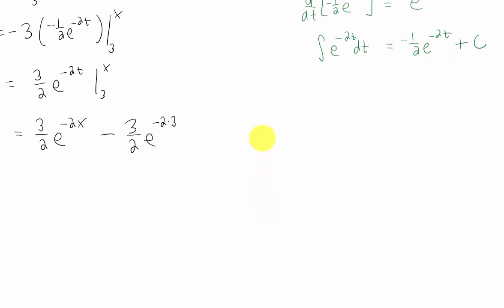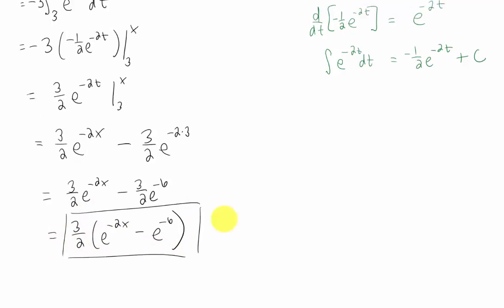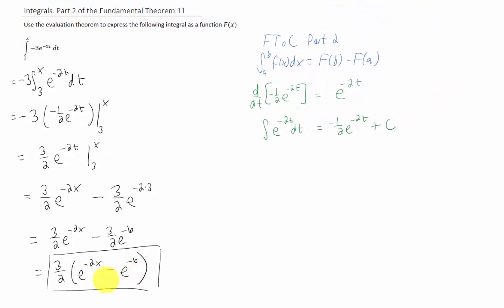Now I'm just going to do one step of simplification. And if we wanted to, we could factor a 3/2 out of this. And either of these last two answers is a good answer. I think this one probably looks the best. Okay, and you'll notice that this final answer is a function of x, which is what the problem was asking for. They wanted us to call it capital F of x, and that's our answer.